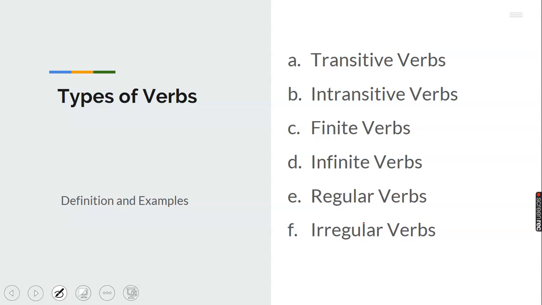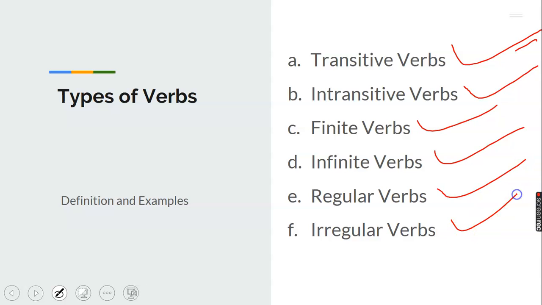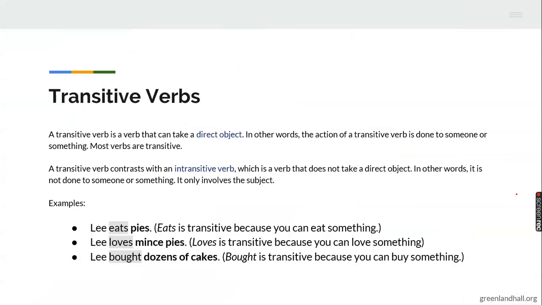Today we're considering these types of verbs. We have the transitive, the intransitive, the finite, the infinite, the regular, and the irregular. First to the transitive. When a verb is considered transitive, the verb takes a direct object. Then what is a direct object? A direct object comes immediately after the verb.